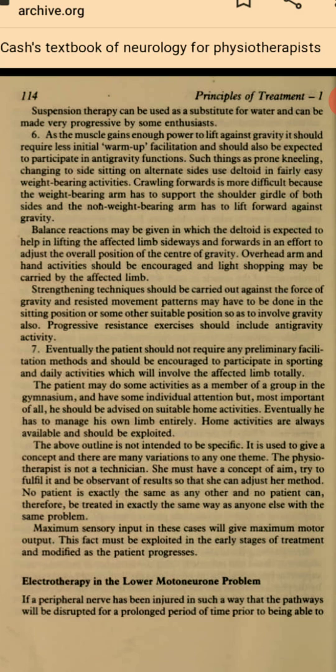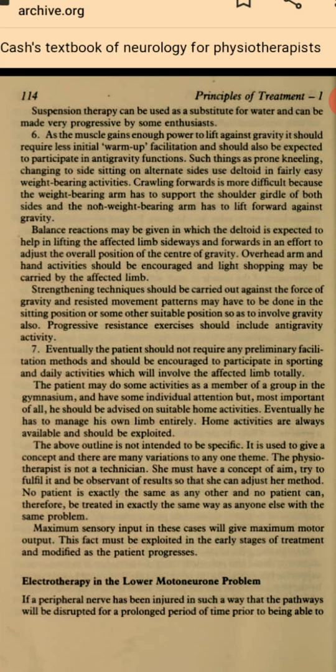Such things as prone kneeling, changing to side sitting on alternate sides, use deltoid in fairly easy weight bearing activities. Crawling forwards is more difficult because the weight bearing arm has to support the shoulder girdle of both sides and the non weight bearing arm has to lift forward against gravity. Balance reactions may be given in which the deltoid is expected to help in lifting the affected limb sideways and forward in an effort to adjust the overall position of the center of gravity.